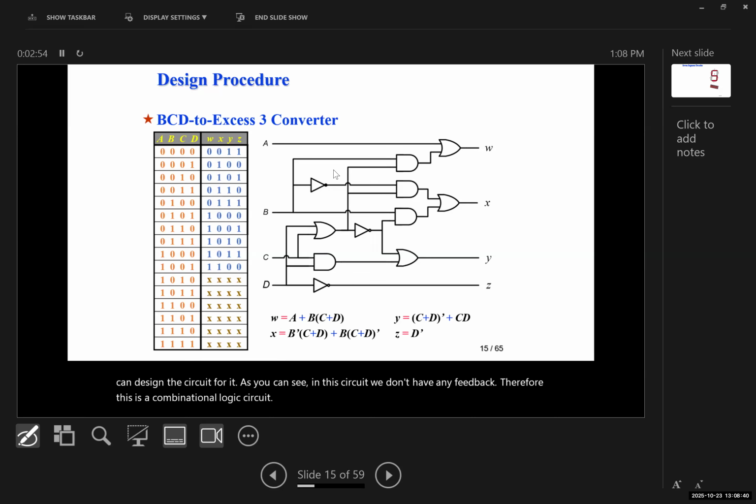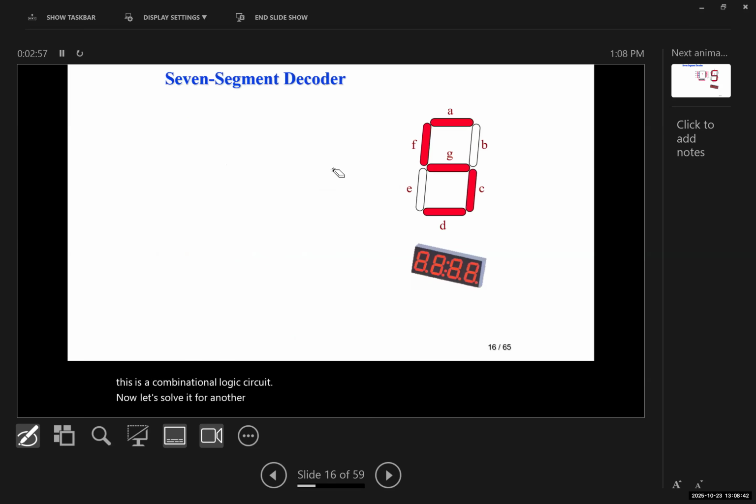Now, let's solve another one. And this one is called a 7-segment decoder. You would see 7 segments. You actually see them a lot in different applications. These 7 segments are usually used to show numbers. And one thing that you usually see is in elevators to show the numbers. Usually those are made out of 7 segments.